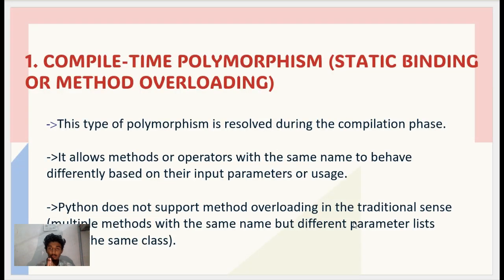Compile time polymorphism is static binding or method overloading. This type of polymorphism is resolved during the compilation phase. It allows methods or operators with the same name to behave differently based on their input parameters or usage. Python does not support method overloading in the traditional sense: multiple methods with the same name but different parameters within the same class.